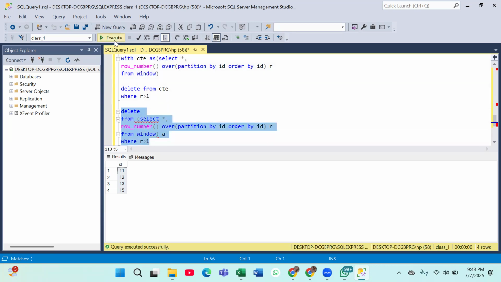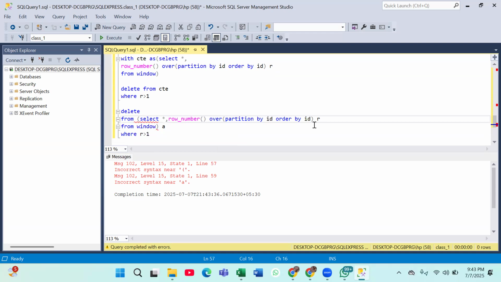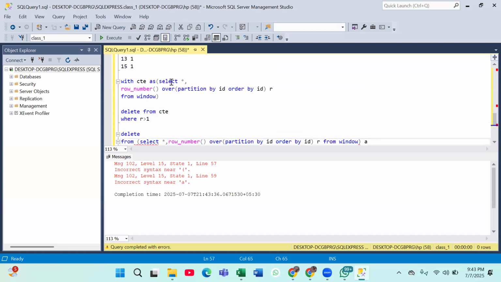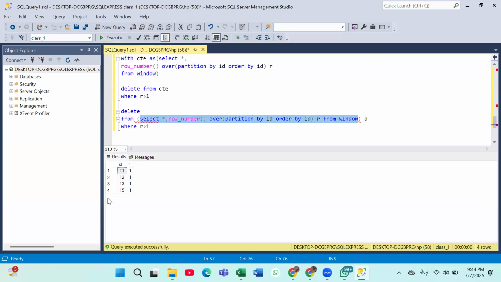It should work. Let me have a look. Did I make any mistake anywhere? This is the only syntax. Nothing is greater than 1 here. Okay. We are using the same table. It is already deleted, right? So insert some other duplicate.